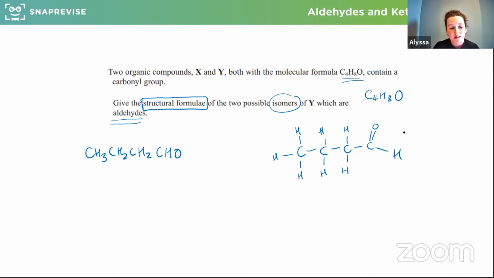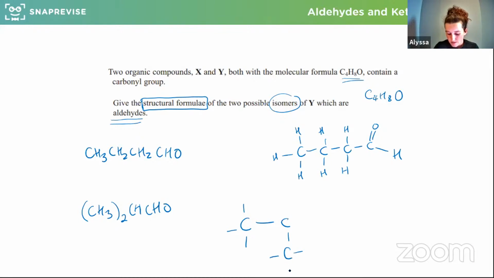Good question. Can somebody answer that question? What's the difference between a structural and a displayed formula? I've seen some really nice examples of some other structural formulas for our second isomer, so I'm just going to draw that out. So we have CH3, 2CH, yep, CHO. I was just double checking how many hydrogens we have there. So it would be something like that. We've got 2 CH3 groups attached, and then we've got our aldehyde group. So that's lovely. So structural and displayed, yeah, lovely.